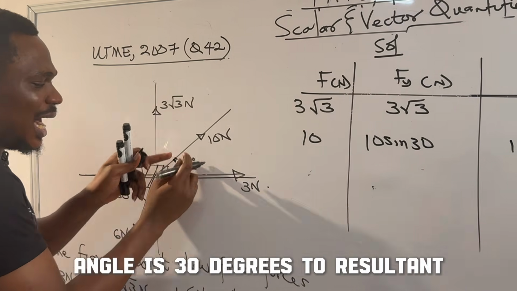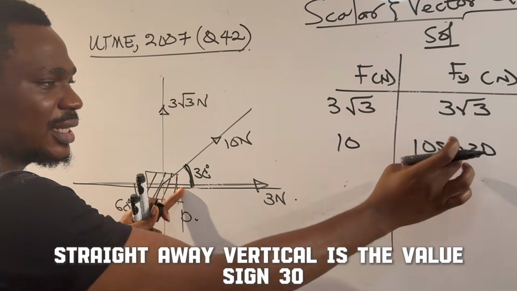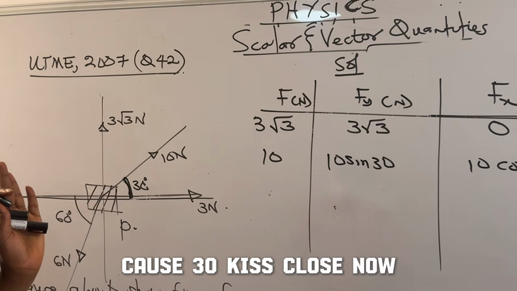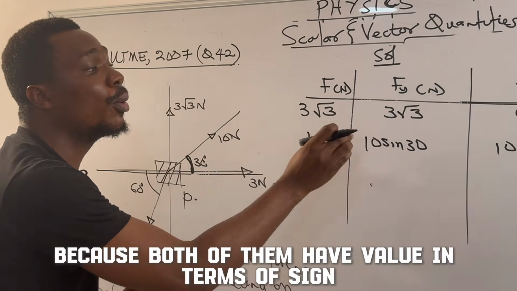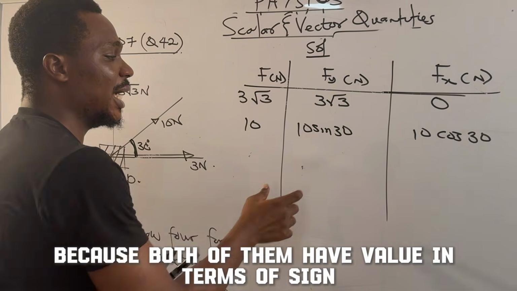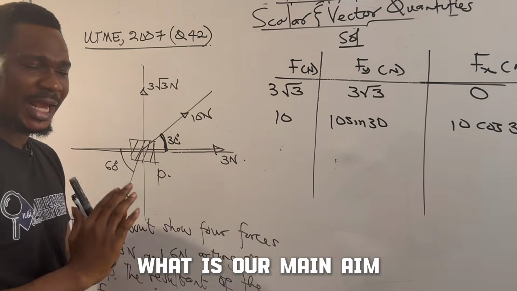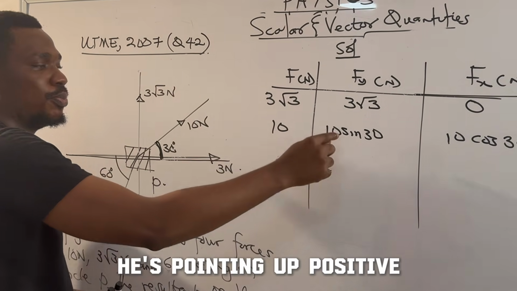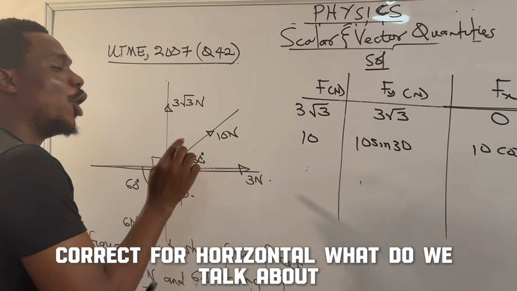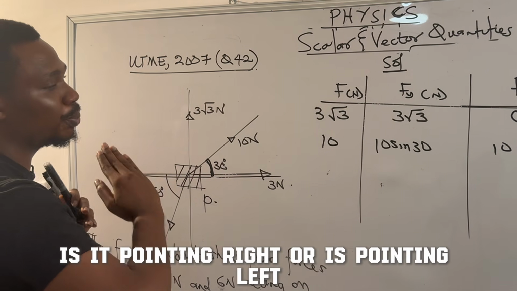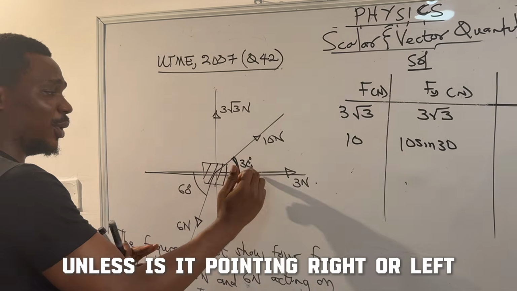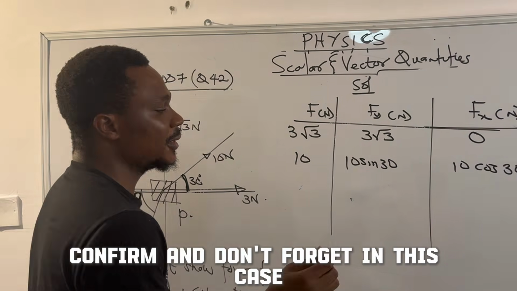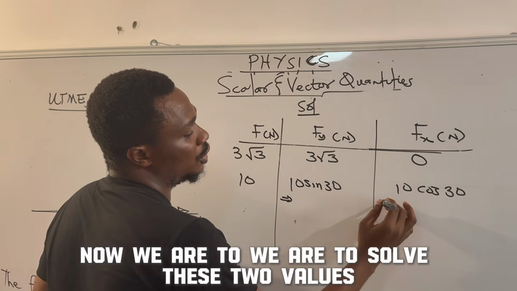It is an oblique force. Angle is 30 degrees to horizontal. Straight away, vertical is the value times sine 30. Horizontal is that value times cos 30. Case closed. Now, the next thing we need to talk about is the sign, because both of them have value. In terms of sign, what do we have? For vertical, what is our main aim? Pointing up. Is this guy pointing up or down? It's pointing up. Positive. Correct. For horizontal, what we talk about is, is it pointing right or pointing left? Right. Positive. Confirm.